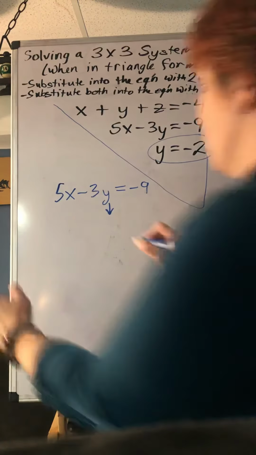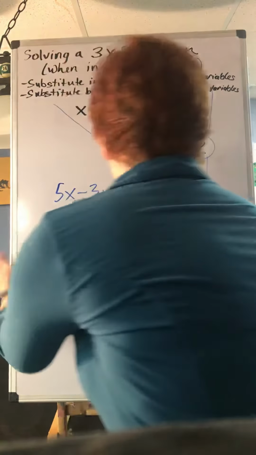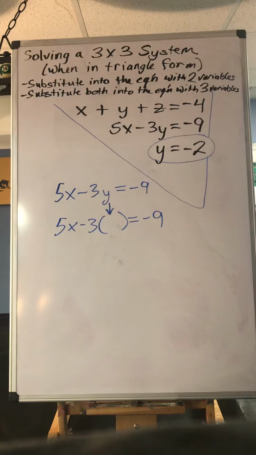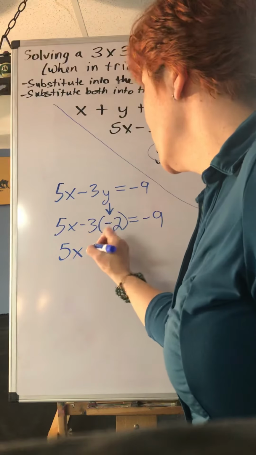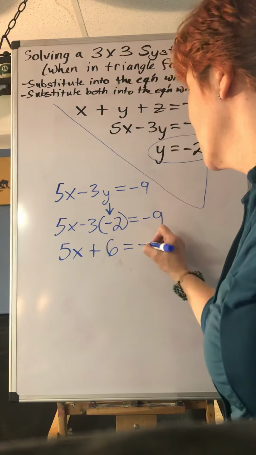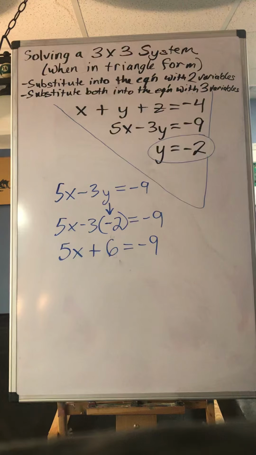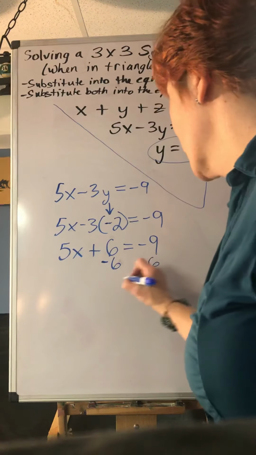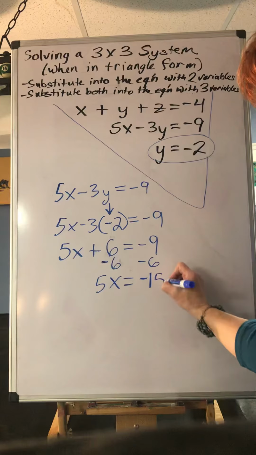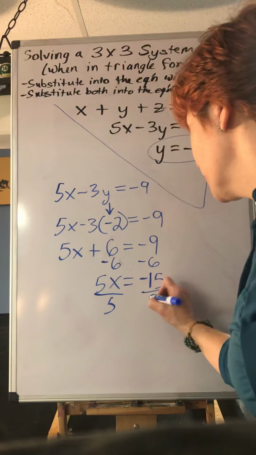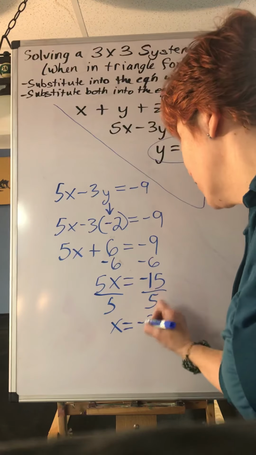So 5x minus 3 times our new value for y is -9. And we are going to replace y with -2. Now, when you multiply 2 negatives, you get +6. To finish solving for x, I'm going to subtract 6 and divide by 5. So 5x, the signs are the same, so I'm going to add and keep it negative. The inverse of multiplication is division, and we get x is -3.